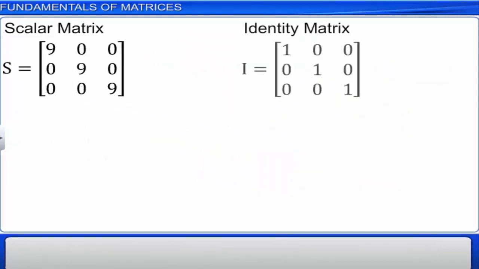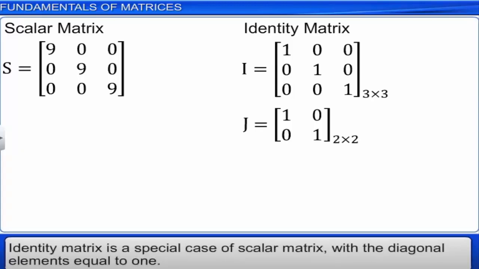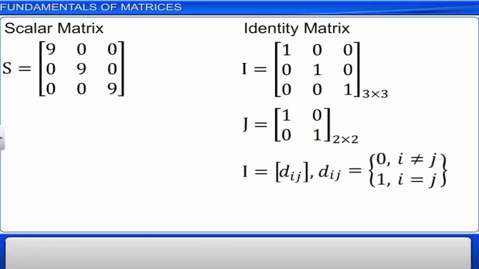In a scalar matrix, if all the diagonal elements are equal to 1, then the matrix is said to be an identity matrix. Identity matrices of order 2 by 2 and 3 by 3 are shown here. Identity matrix is a special case of scalar matrix with the diagonal elements equal to 1. General representation of identity matrix is shown here.